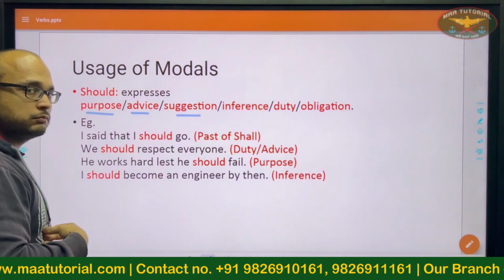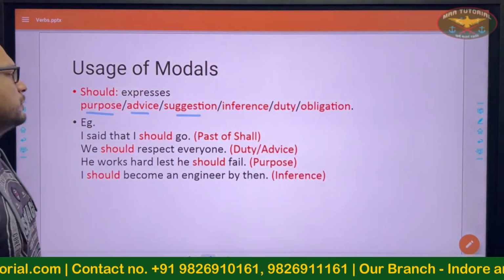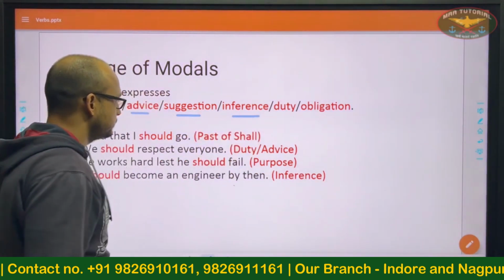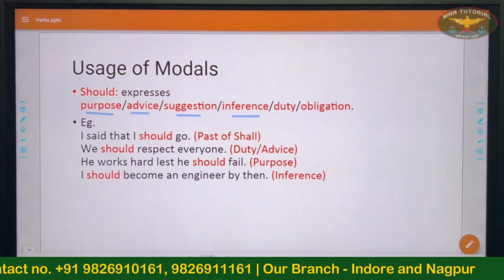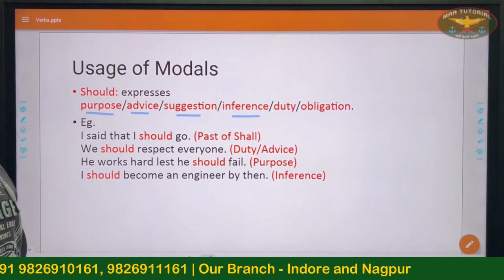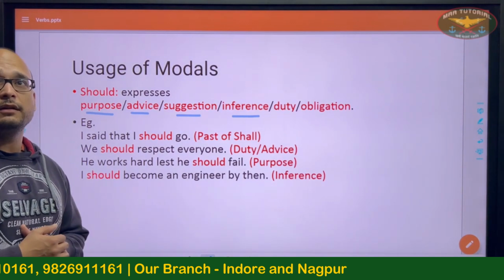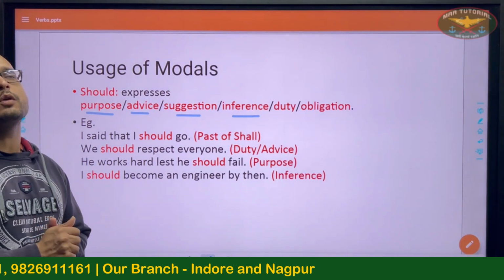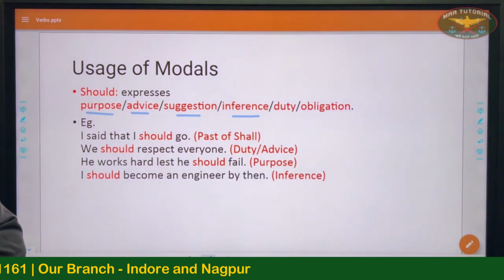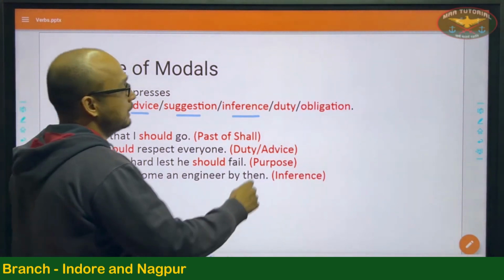Suggestion. You should get a haircut. Maybe. Get your hair like me. Inference. Or we can make an inference. I should become an engineer by then. If you're studying for your engineering course and you're talking about 4 years later and you know it's a 4-year course, you can say, okay, I should become an engineer by then. So you're inferring that 4 years later, my 4-year course will be complete. I would become an engineer by then.